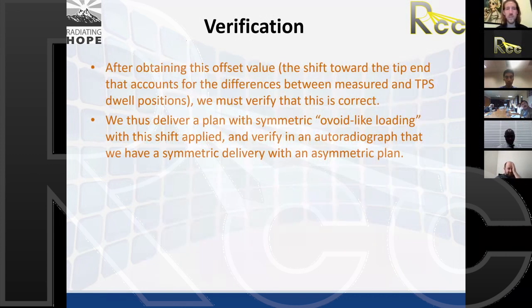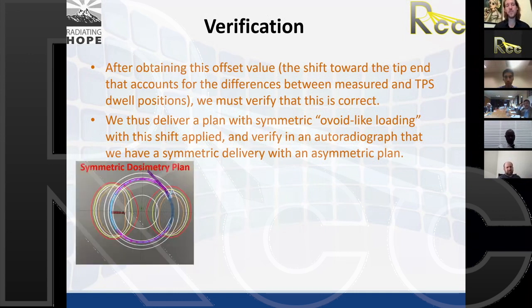Verification. This is extremely important. So after obtaining this offset value, the shift toward the tip that accounts for the differences between measured and TPS dwell positions, we must verify that this is correct. So you have to deliver a plan with symmetric ovoid light loading with this shift applied and verify in an autoradiograph that we have a symmetric delivery. Okay, so we want to ensure that this offset is correct. So you have to ensure this with a film delivery.